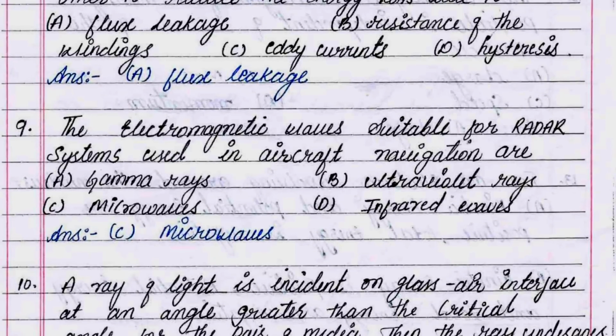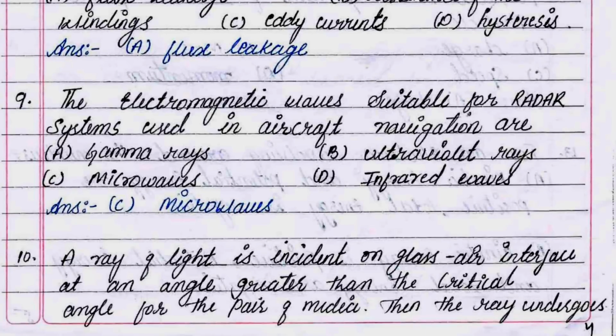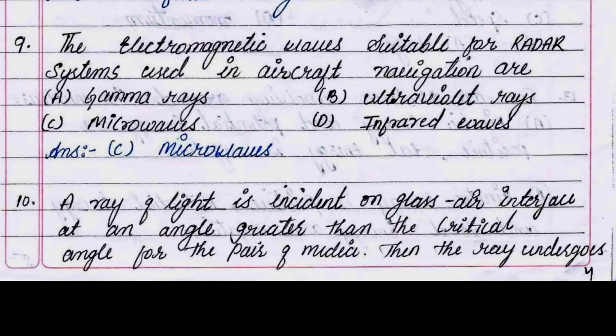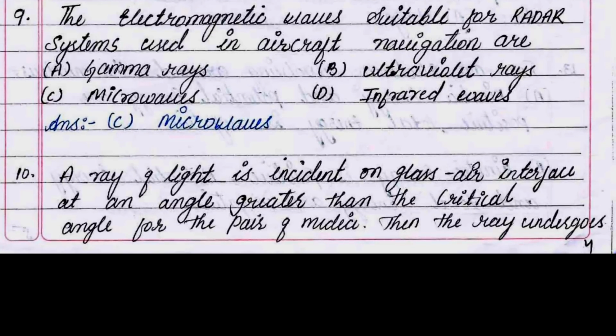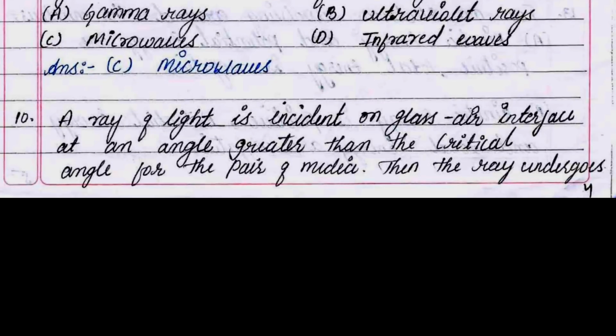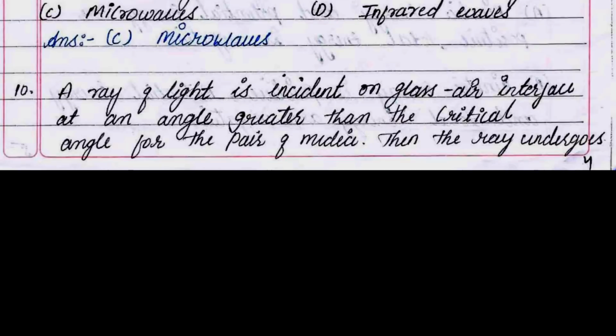Ninth, the electromagnetic waves suitable for radar system used in aircraft navigation are A. Gamma rays, B. Ultraviolet rays, C. Microwaves, D. Infrared waves, and the answer is C. Microwaves.